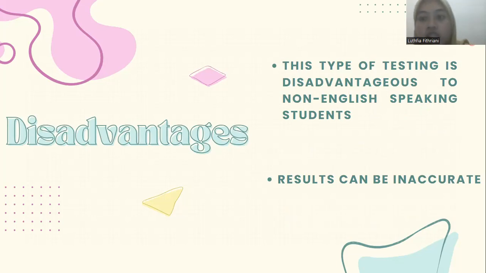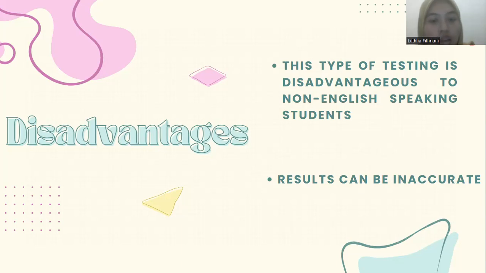On the other hand, there are two disadvantages of standardized testing. The first is that this type of testing is disadvantageous to non-English speaking students. Some critics say that these tests are discriminatory to individuals who do not use English as their first language. Since they will be given exams that are in English, it may be possible that they will not fully understand the instructions. Or perhaps this will require them to learn to read and speak English, which will take time and effort.